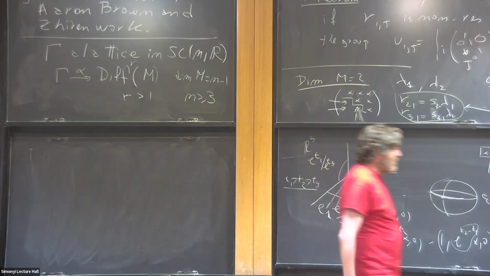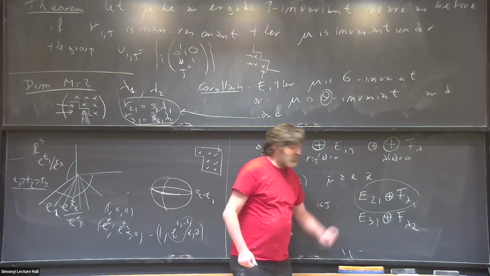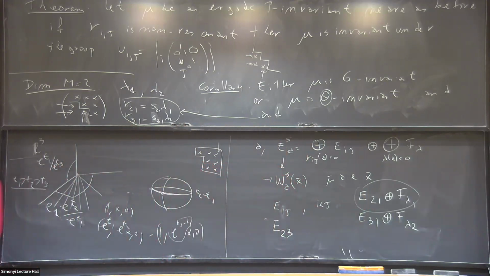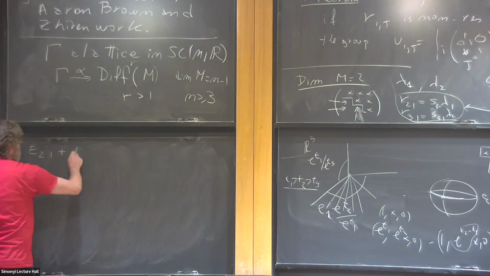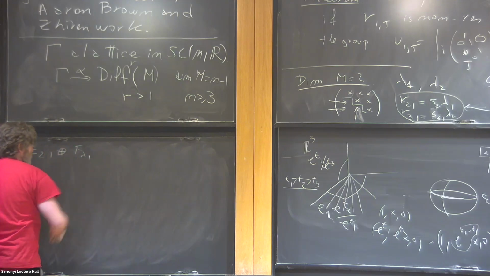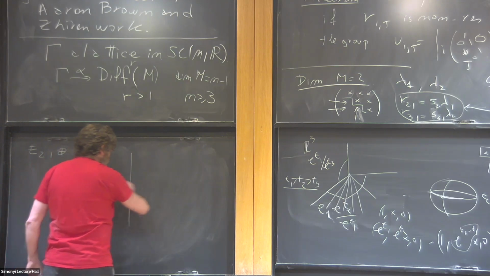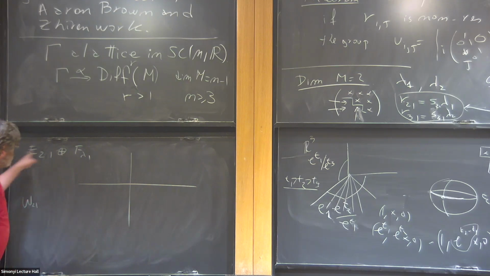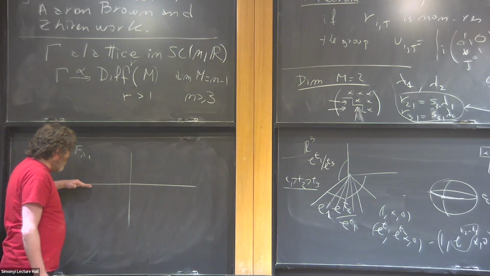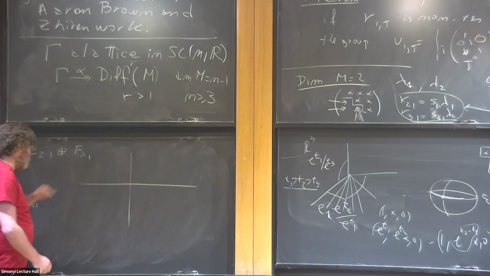Let's see what's going on in this situation. E to 1 plus H lambda 1. So it's a two-dimensional space. And the W to 1 is tangent to this, a two-dimensional manifold which contains a one-dimensional subdirection.